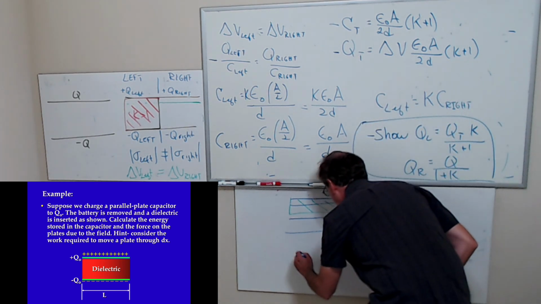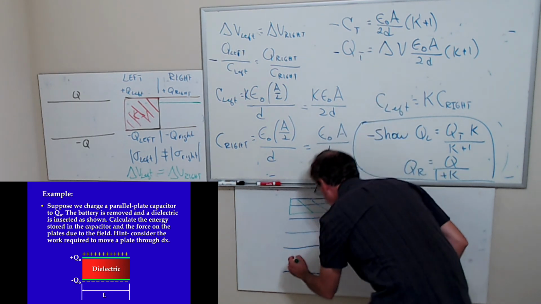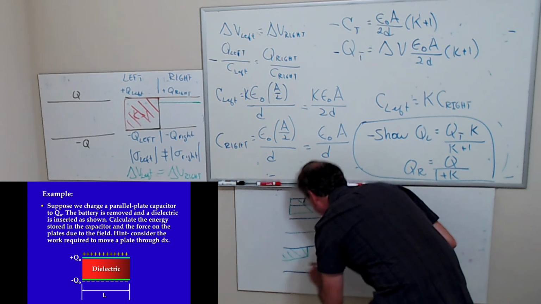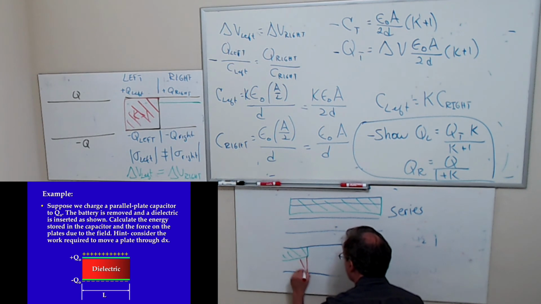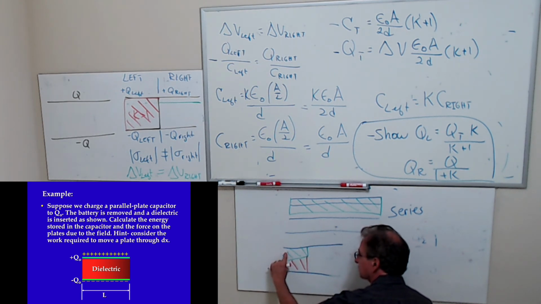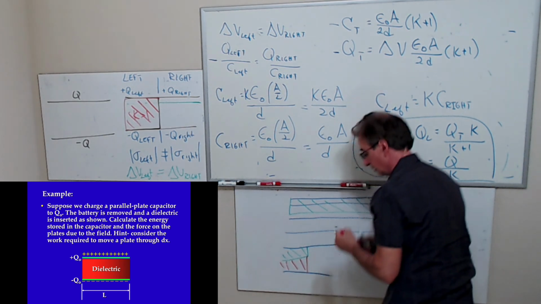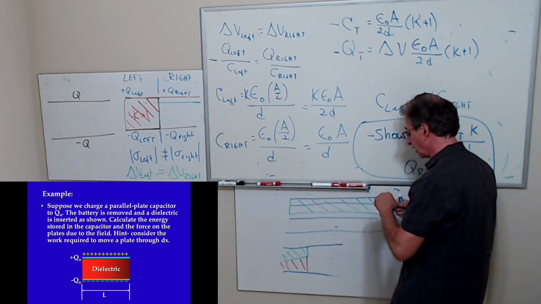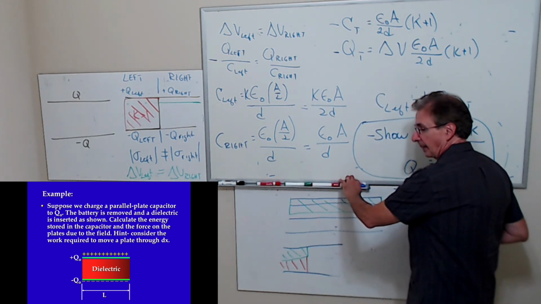If you have a system that looks like this, these two are in series, but this combination is in parallel to this one. That's how you treat them. And again, I don't want to go through all the arguments. Okay.